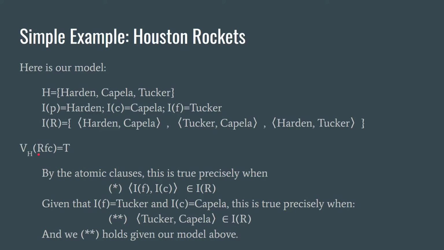And we know that a sentence like this is going to come out true if and only if the ordered pair consisting of the interpretation of the word forward and the interpretation of the word center is a member of our set IR. Since the interpretation of the word forward is Tucker on our model, and the interpretation of the word center on our model is Capella, this is true precisely when we have an ordered pair with Tucker as the first entry and Capella as the second entry. So we need to look at our model and say, do we have an ordered pair like that? This one is not like that. But this one is. Therefore, this sentence comes out true.